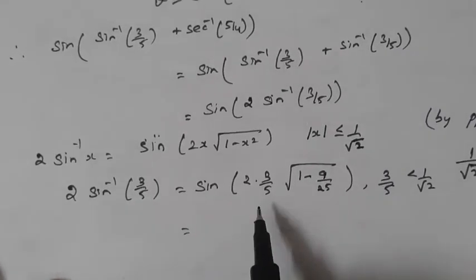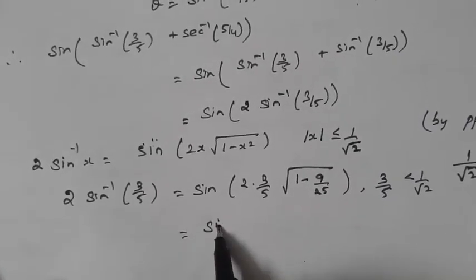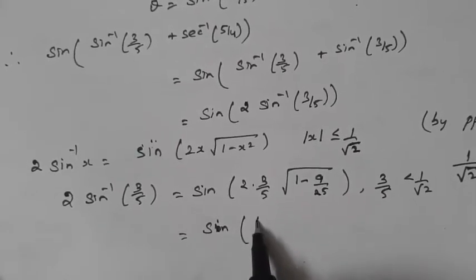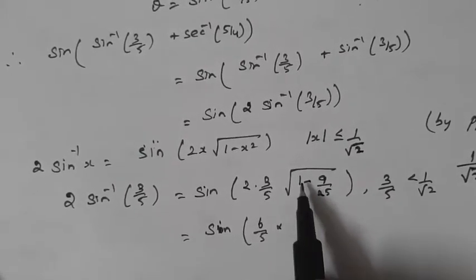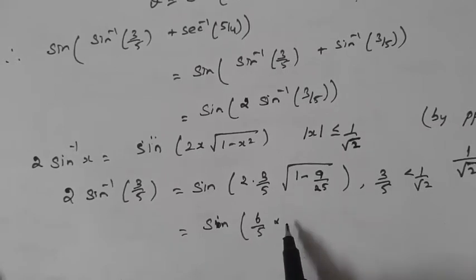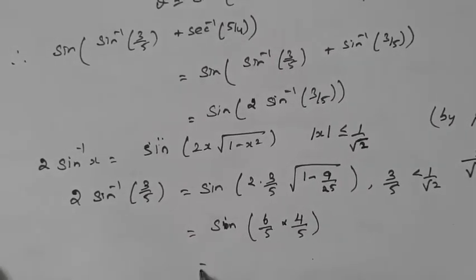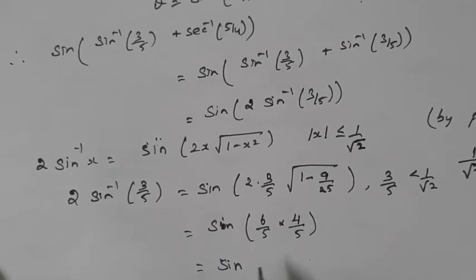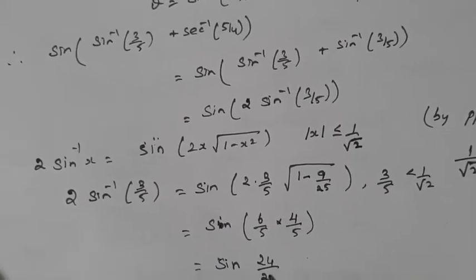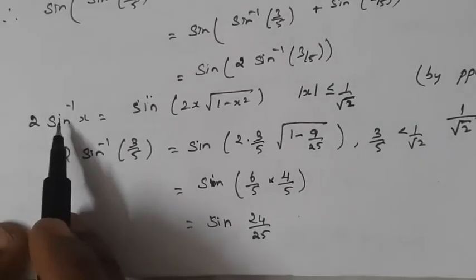Then let us simplify this. What would be the value of this? Sine inverse of 6 by 5 into root of 25 minus 9, which is 16, 16 by 25. After taking the root, it will be 4 by 5. Now that is sine inverse of 24 divided by 25.